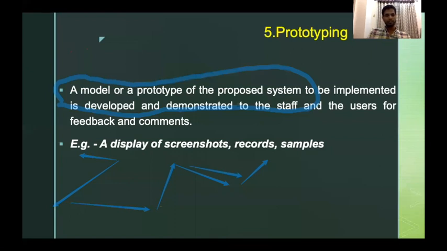Okay, right. So for example, a display of screenshots. We can show some screenshots. அந்த சிஸ்டத்தில் ஏற்கனவே எங்கள் சாஃப்ட்வேர் ஸ்கிரீன்ஷாட் இருந்தால் we can show, login, sign up, அப்படி இப்படி பட்டன்கள் ஏதாவது இருக்கும். So we can show that one. And we can show some records, or some samples to gather the informations.